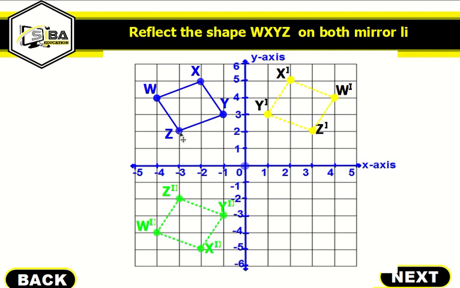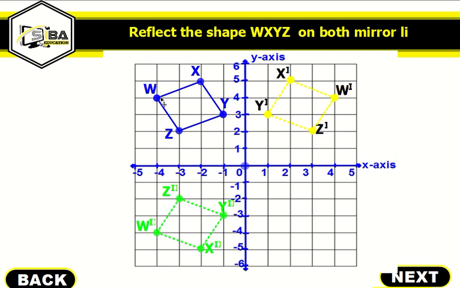We also have Z here, which is 3 units away from the mirror line. When I say 3 units, 1, 2, 3, right? So in the opposite direction, we also calculate 3 units away from the mirror line. So we have 1, 2, 3. Then you get your Z prime.